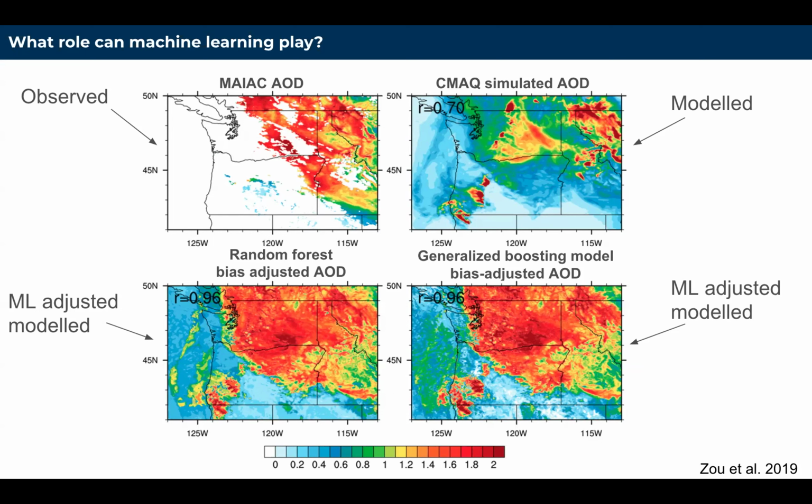And you'll see in the top left corner of that map, we get a correlation coefficient of about 0.7 when compared to the direct AOD measurements we get from the satellite sensor. So not bad, but not amazing performance.